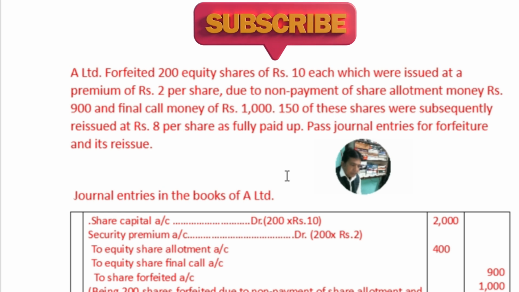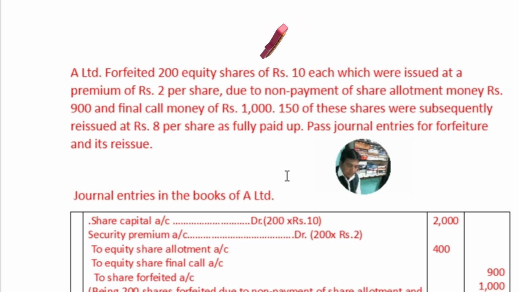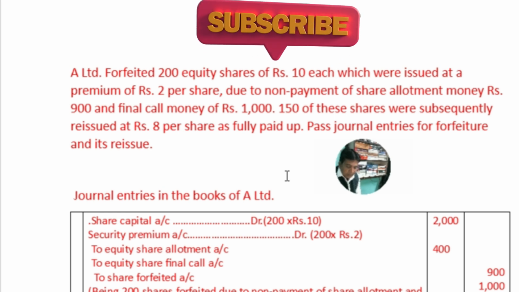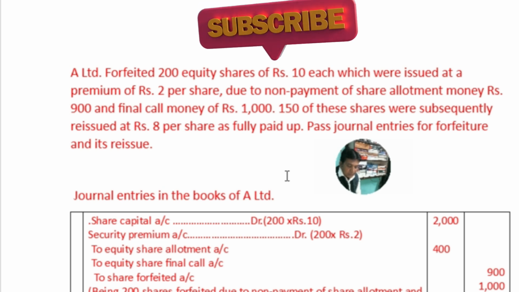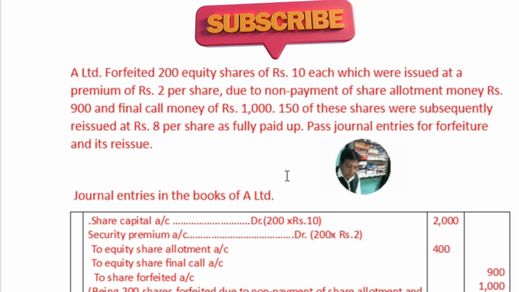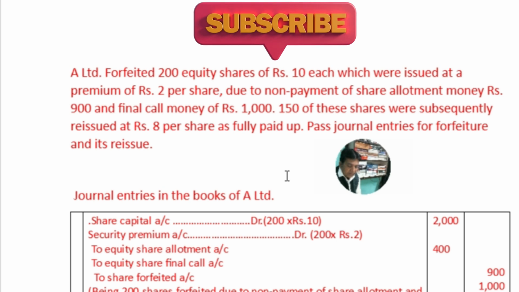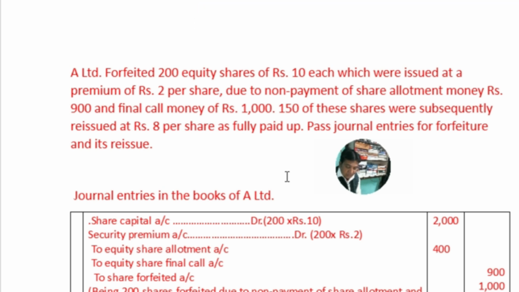Today I am presenting a simple problem from the company chapter with regard to forfeiture and reissue of shares. In the preceding video class, you learned a problem on issue, forfeiture and reissue of shares. In addition, there is one more problem that contains only 3 journal entries: the forfeiture journal entry, the reissue journal entry, and the entry for transferring the capital profit on reissue of forfeited shares.